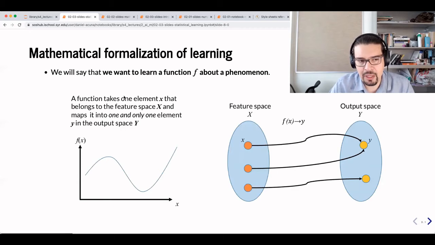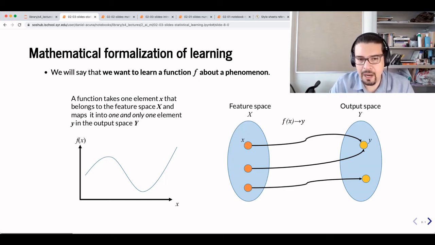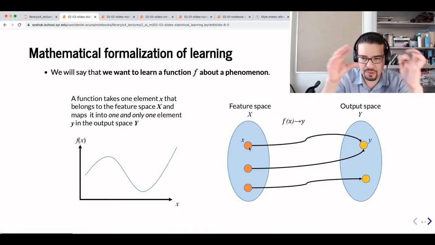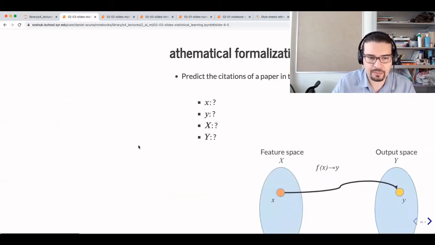And the way that we will think about this is simply by trying to learn a function, or assuming that there is a function out there, mapping things from a feature space into an output space. Okay, so you have a feature space, which will be, let's say, the ranking of the journal, author, and institution, and the output space will be the citation. So the function will take elements from here. Each point here will be this 3-dimensional object, and you will map it into the outcome. Okay? So you want to learn this function.